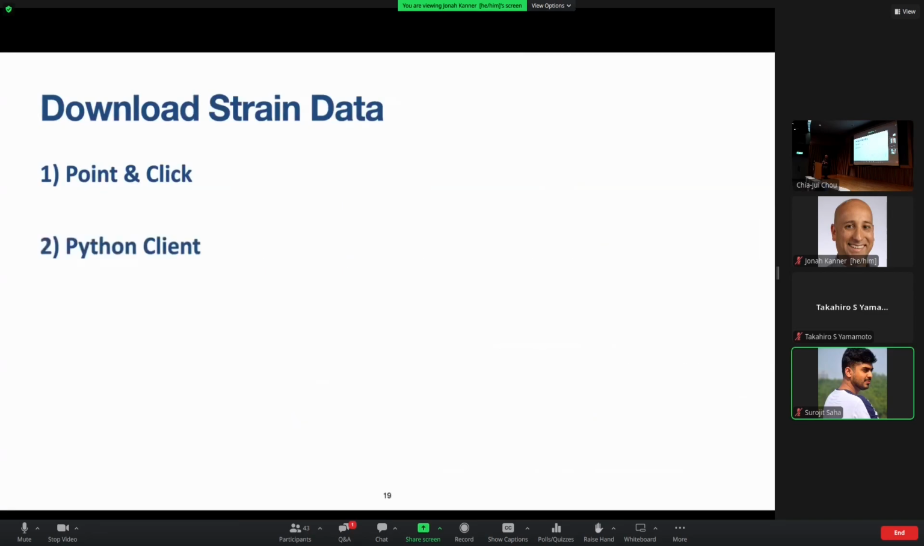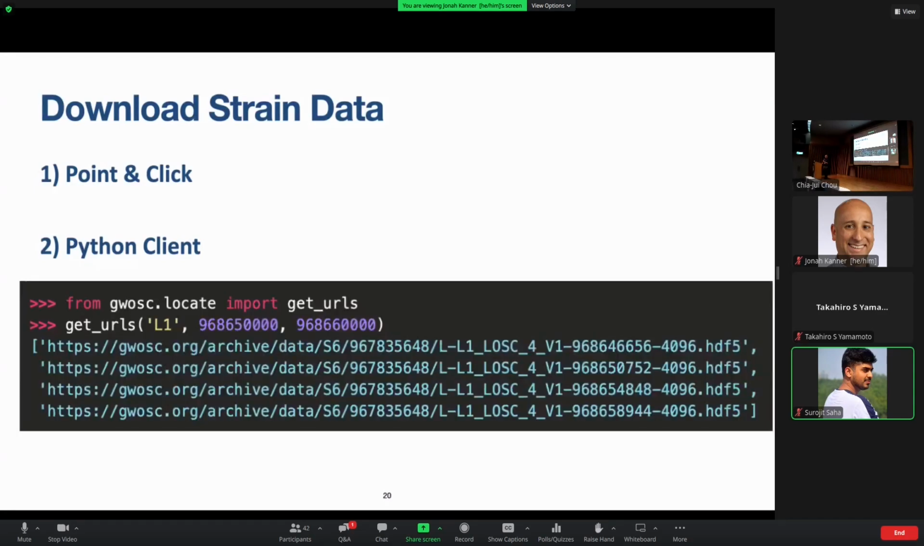This is also available, the same interface is available through a Python API. There's a client, the Guasc client that's in pip, so you can do pip install Guasc and you get this little client. And then the client has some commands for retrieving URLs of data, so you can write a little Python script that'll download some data files.